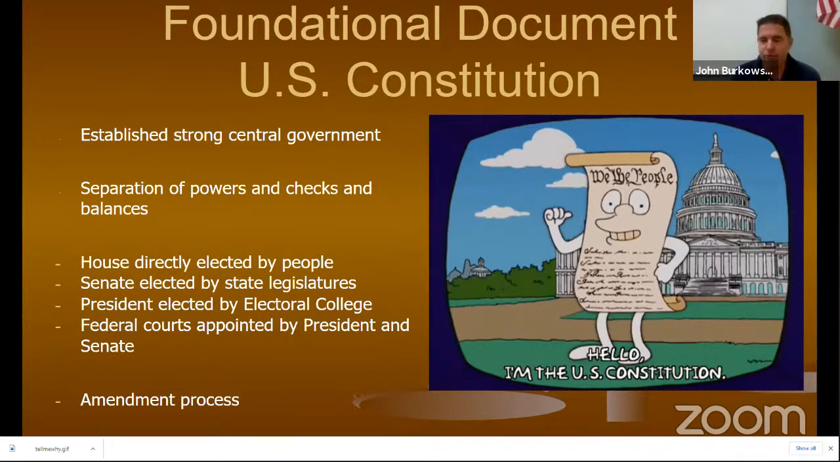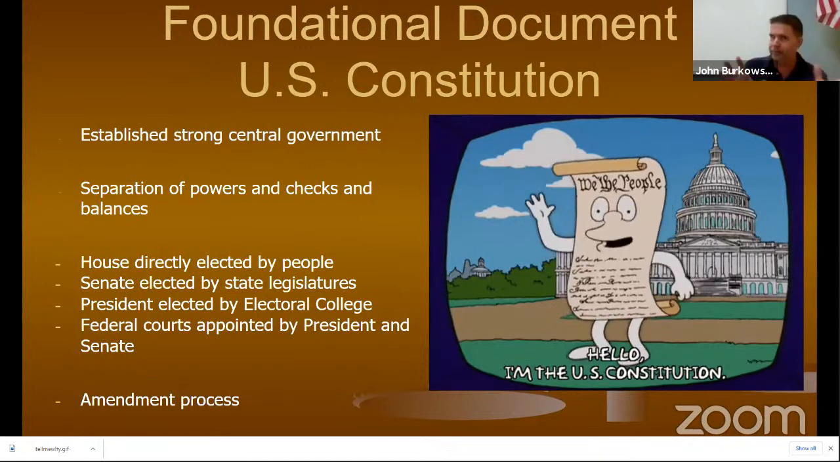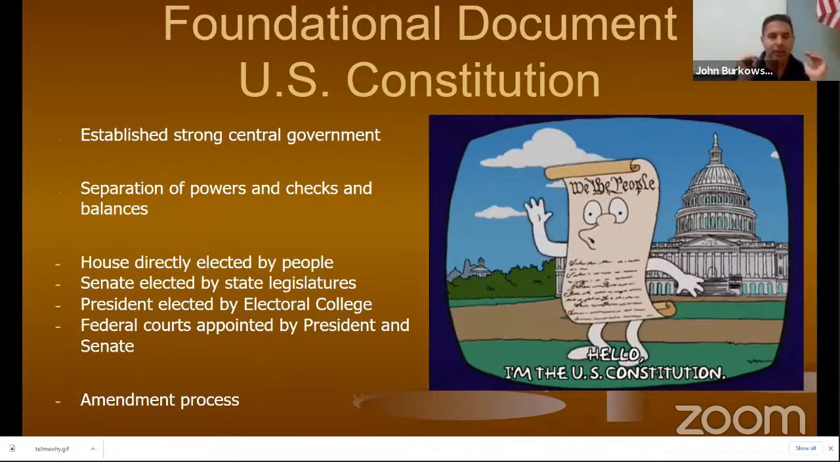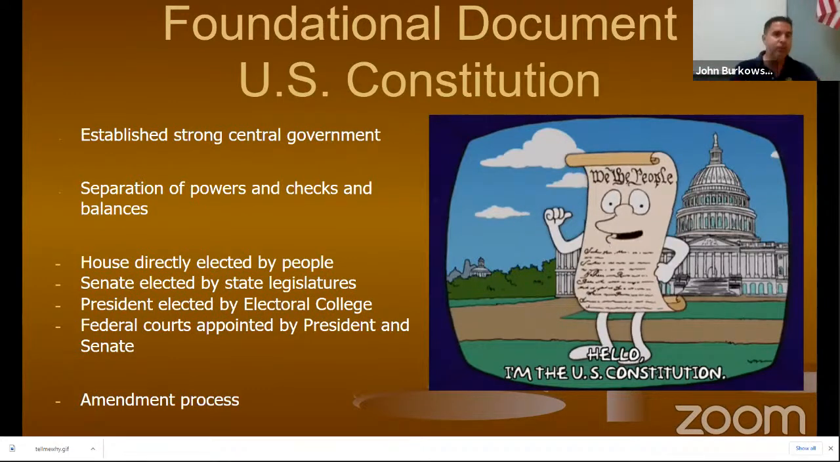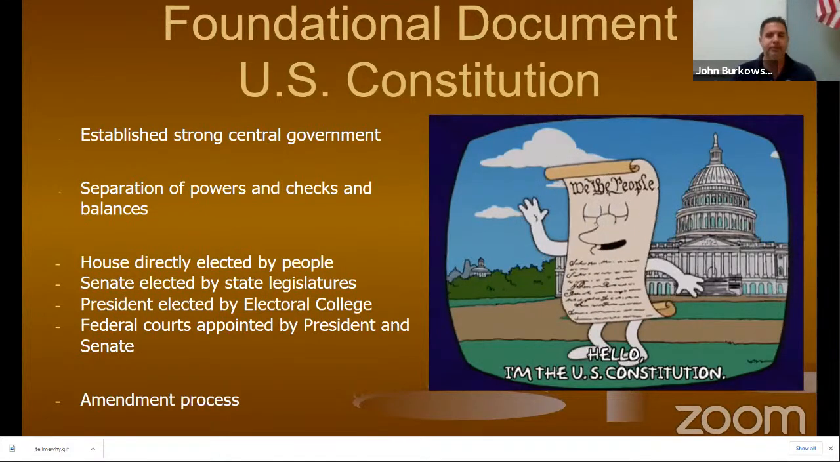How about the structure here? In Article 1, we see how the House is directly elected by the people. The Senate is elected by state legislatures. Originally, let's clear that up. I know the 17th Amendment, but originally, we're coming at it from the framers' intent, so their intent was to have the Senate elected by state legislatures. The President is elected by the Electoral College. And the federal courts are appointed by the President through the advice and consent of the Senate.